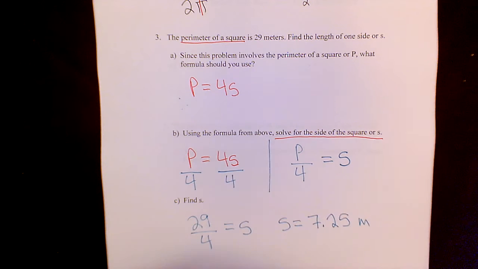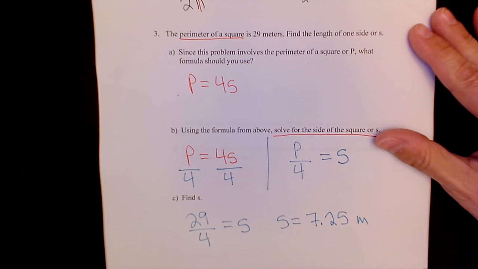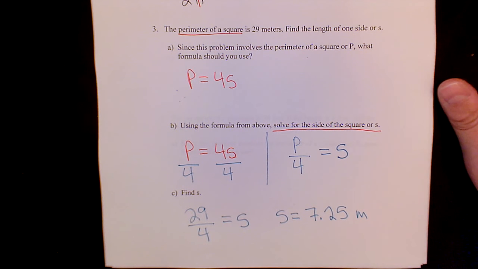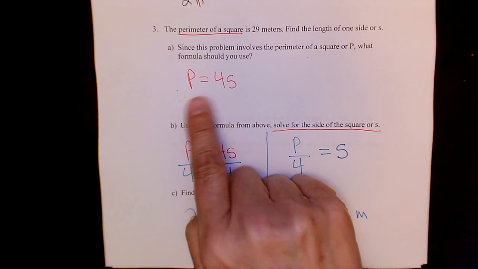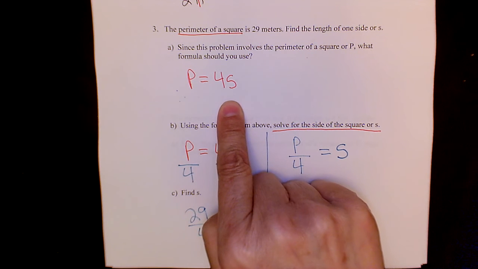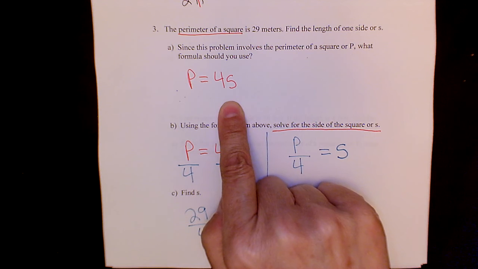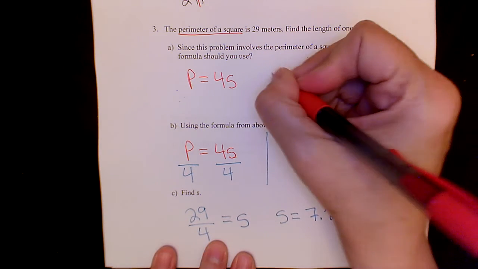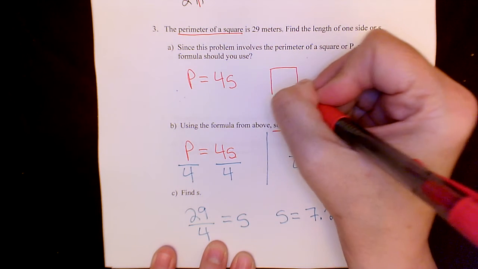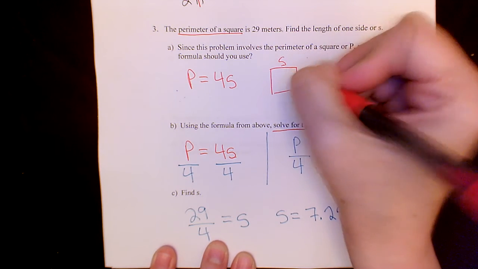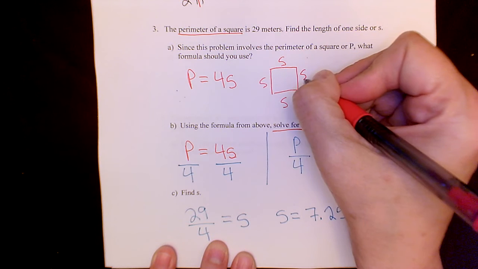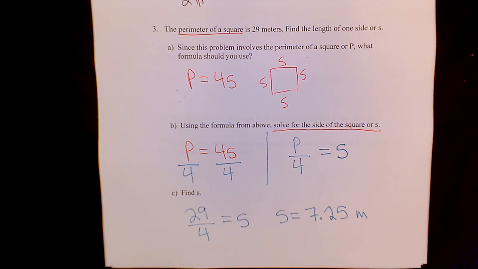I underlined the perimeter of the square because that's the formula that we need. And that was formula number 3 that I gave you. P equals, or perimeter equals 4 times a side, because we know a square has all sides equal. So each of these is the same, even though it might not look like it on my kind of lumpy drawing.